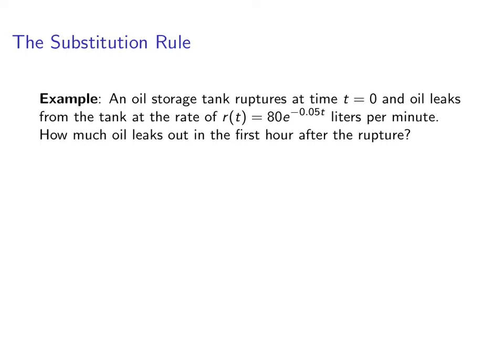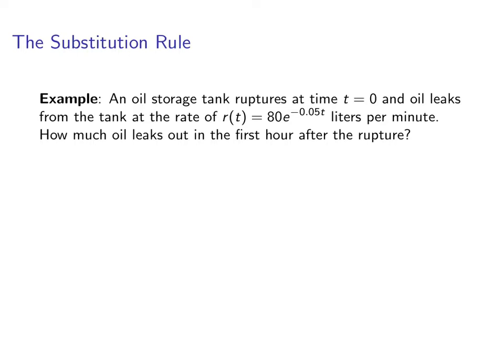We're going to talk about an oil storage tank, and it ruptures at time equals 0, and it starts leaking oil. What we're given is the rate of the oil leak. We'll know that it leaks oil at the rate of 80 e to the minus 0.05 t liters per minute. And what we want to know is how much oil leaks out in the first hour after it ruptures.